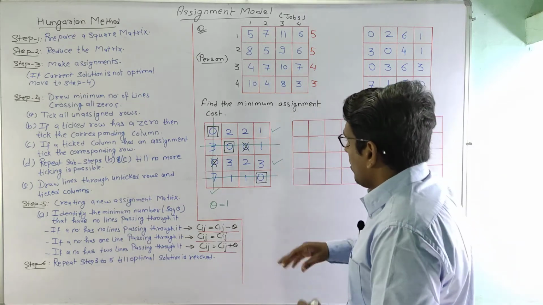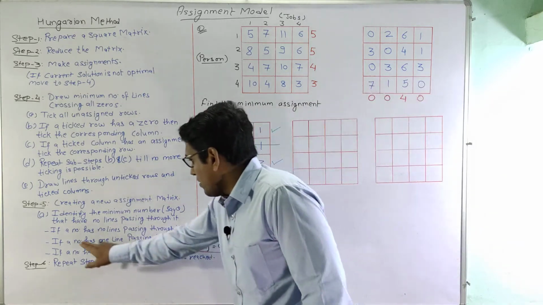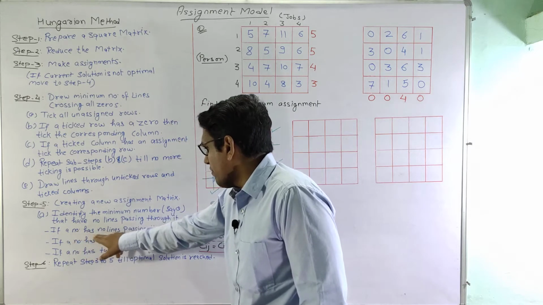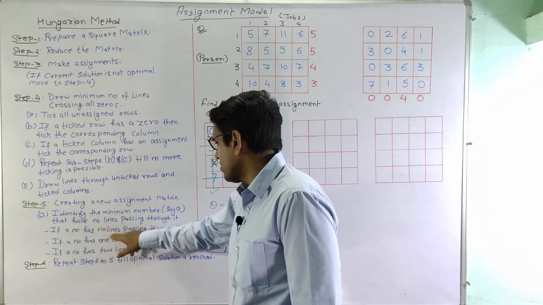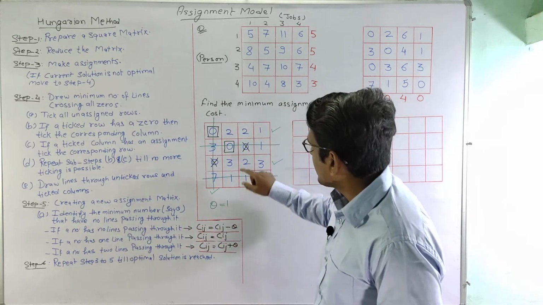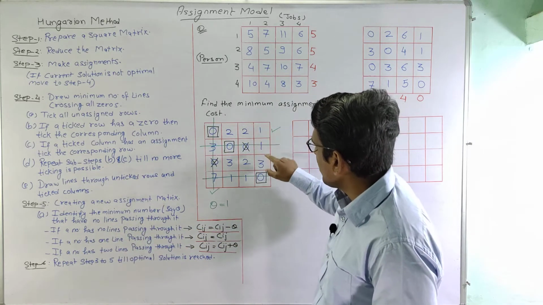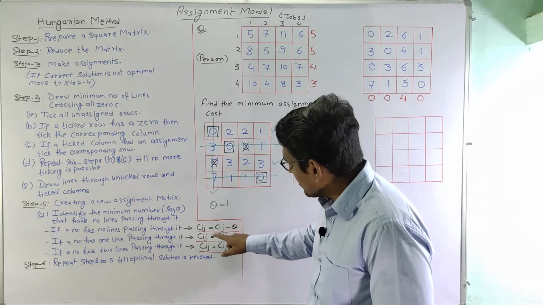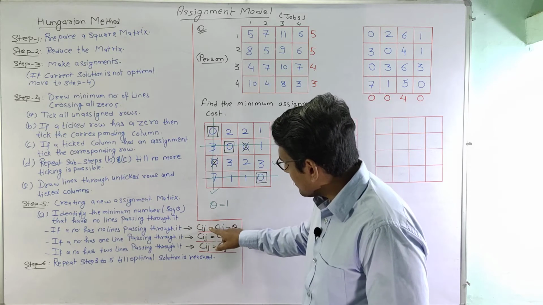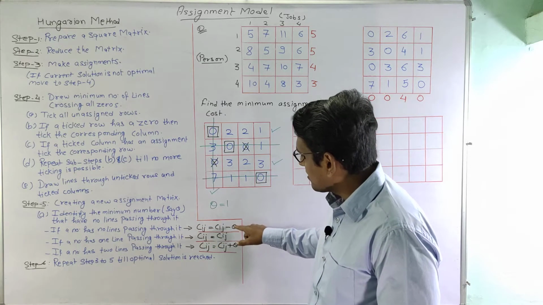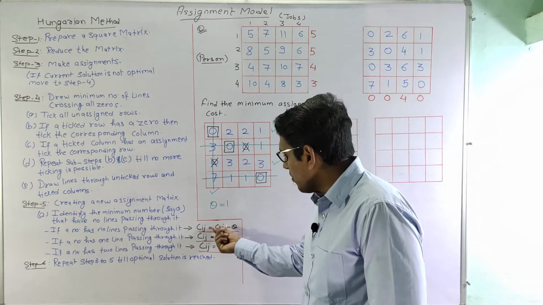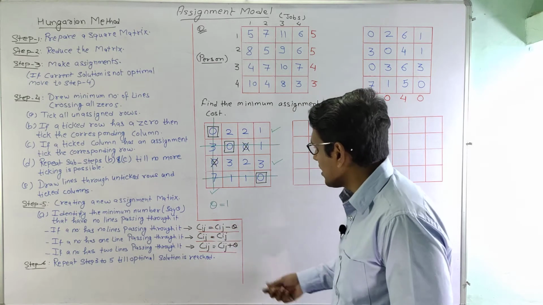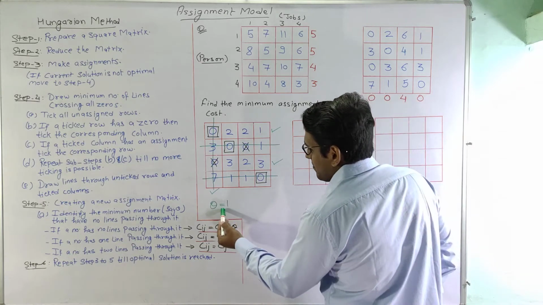Now what we need to do, if a number has no lines passing through it, that means for these cells where no lines are passing, we need to do Cij equals Cij minus theta. That means the new Cij will be equal to the old Cij minus theta. So we know that theta is 1.